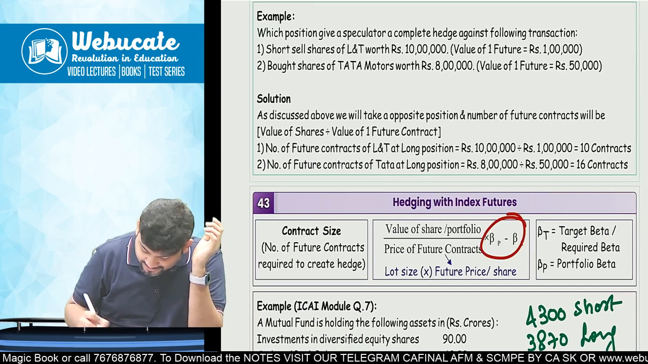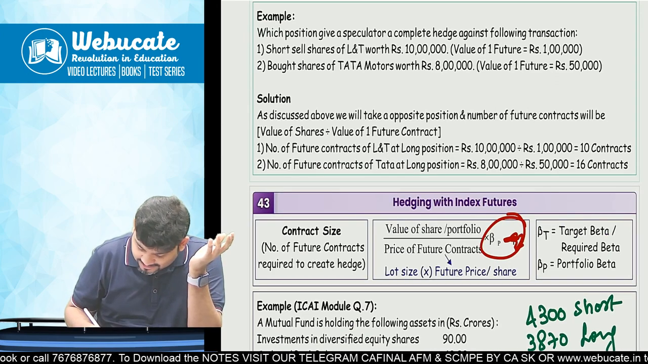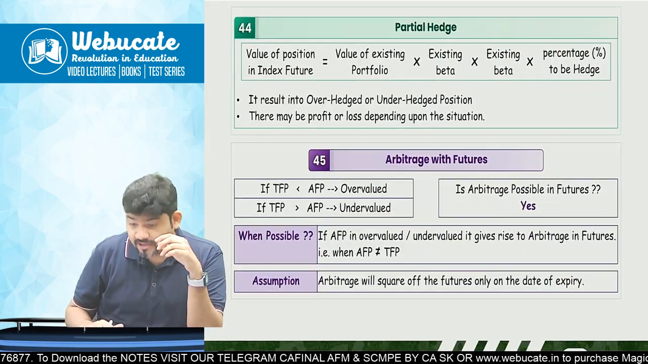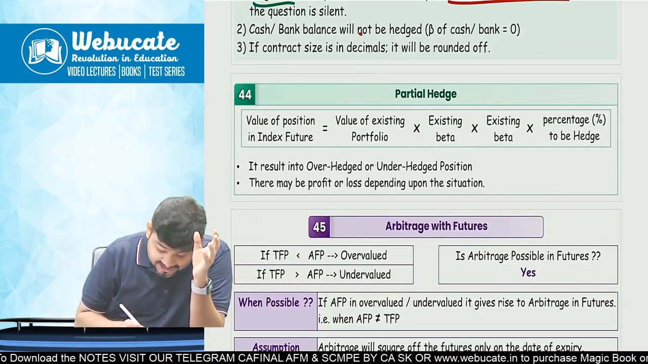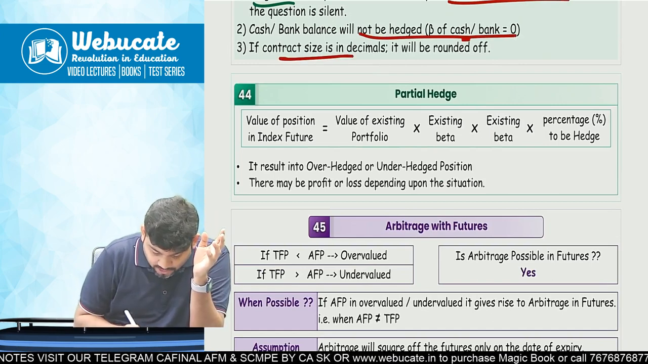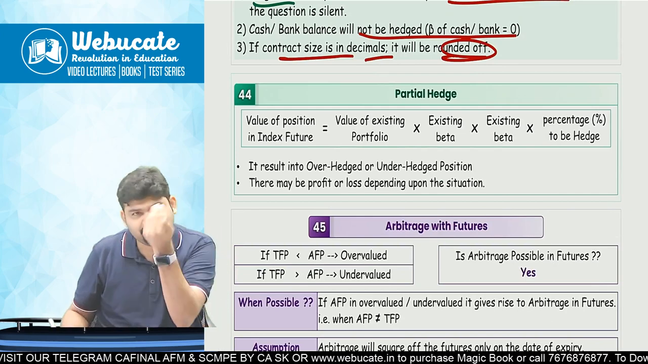Beta of portfolio minus beta of target. But it is not required. You can just directly multiply this by the beta. So that's absolutely okay. If you need a partial hedge, cash and bank will not be hedged because beta of cash and bank is zero. If contract size is in decimals, it will be rounded off to the lower number.